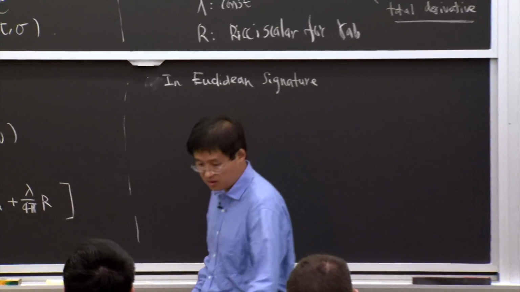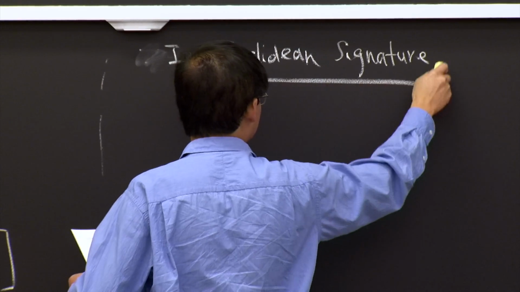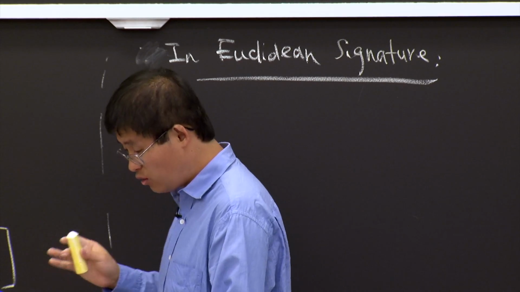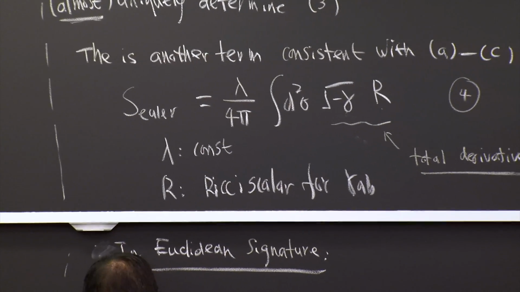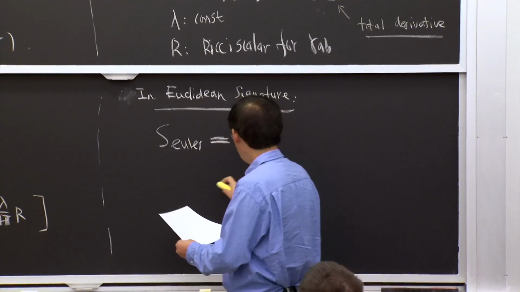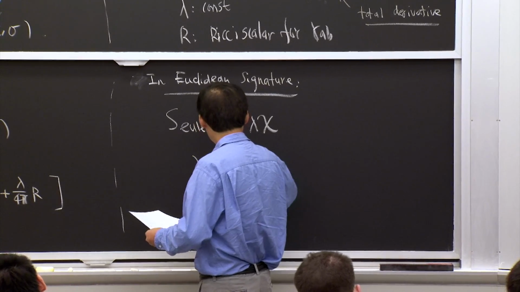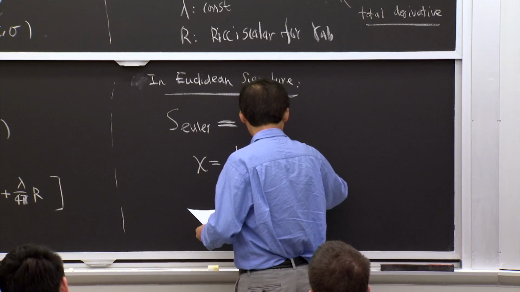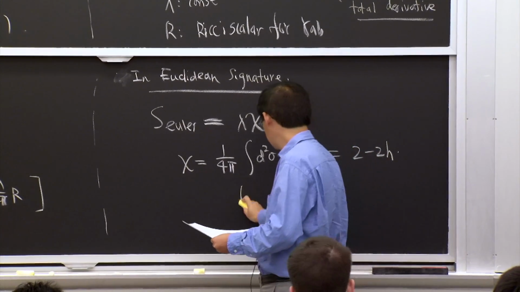And so in the Euclidean signature, I don't know whether this is due to Euler, this Euler action is equal to lambda times chi. And chi is defined to be, so now R is actually 2 minus 2h. Okay? And h is the genus of the surface.